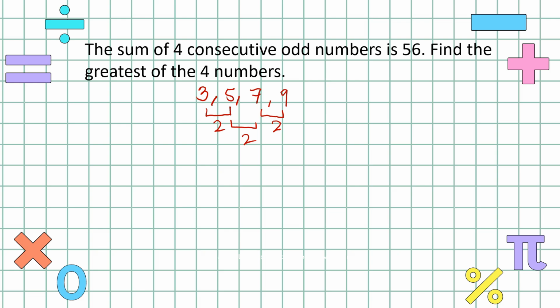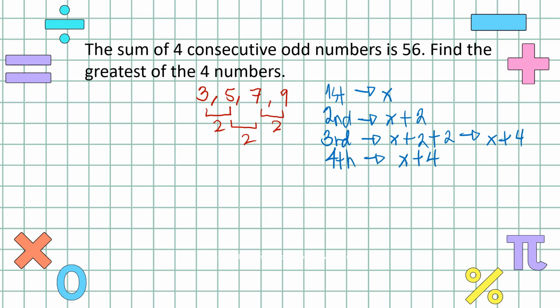So let's say our first odd number is represented by x. The second, or next to it, must be x plus 2. From the second, we add another 2 to get the third. So x plus 2 plus another 2 is simply x plus 4. For the fourth one, we add another 2 to our previous term, x plus 4, and that gives us x plus 6. Now we have four expressions representing our four consecutive odd numbers.